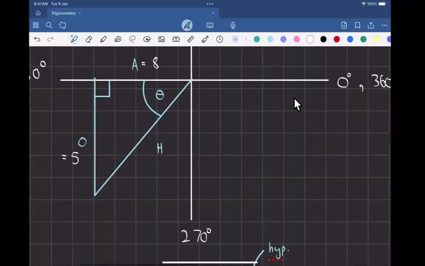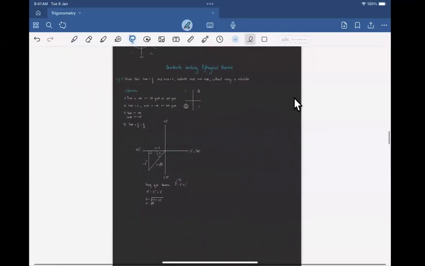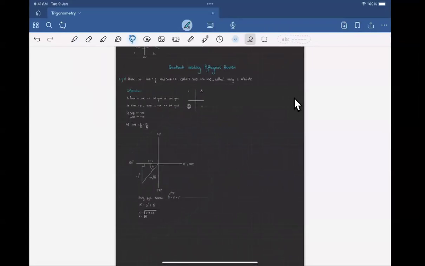Right, so now that we know h is equal to root 89, in maths we typically leave the answer in this form because that's the exact form. So h is equal to root 89. Now that I know what the hypotenuse is, could I find sine and cos? Yeah, I could.